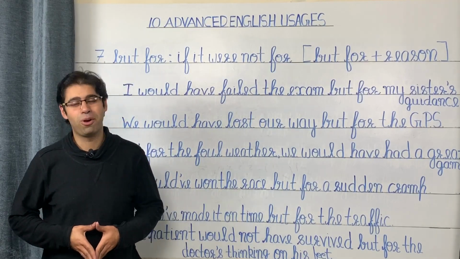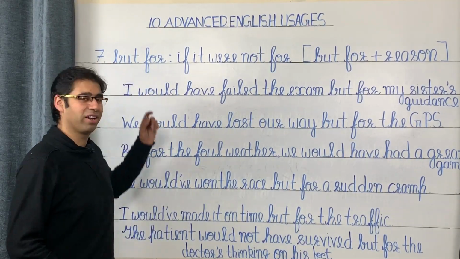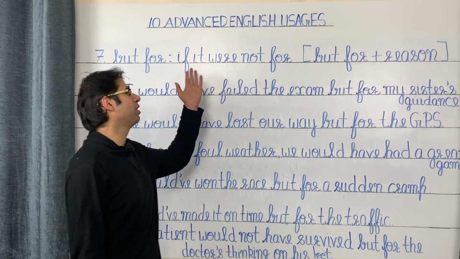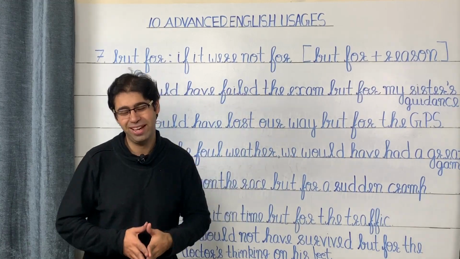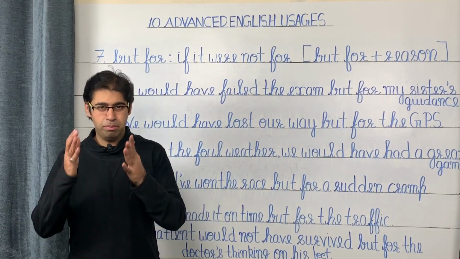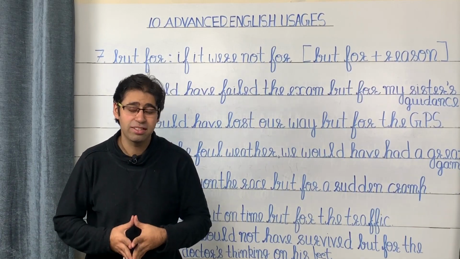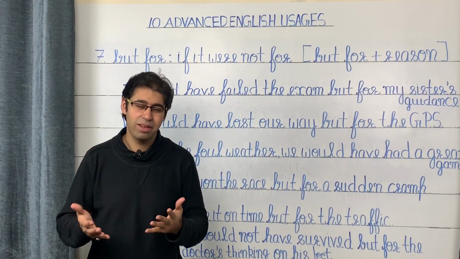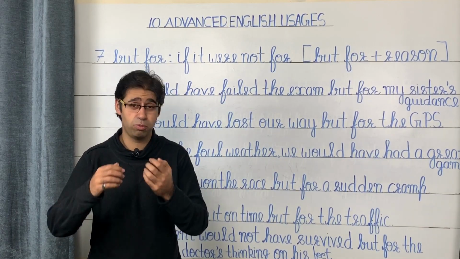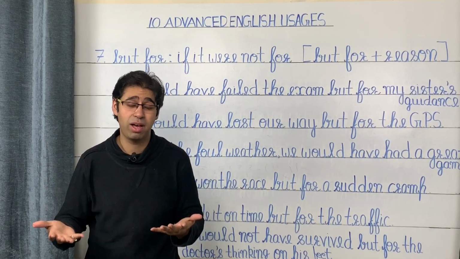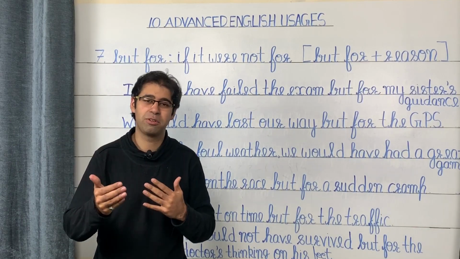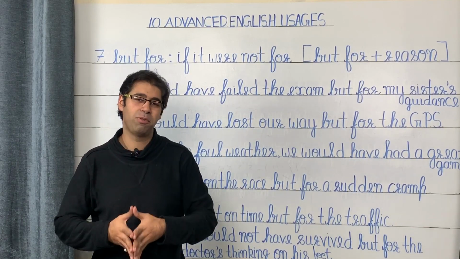The seventh advanced usage on our list is "but for", and "but for" is an idiomatic way of saying "if it were not for". Now I know that doesn't really help, so let's try another approach, shall we? In other words, "but for" is used in a sentence to introduce the reason why something didn't happen. You have an event mentioned in a sentence which was possible, which was likely to happen, but a reason stopped it from happening. And to mention that reason, we introduce "but for" in the sentence.